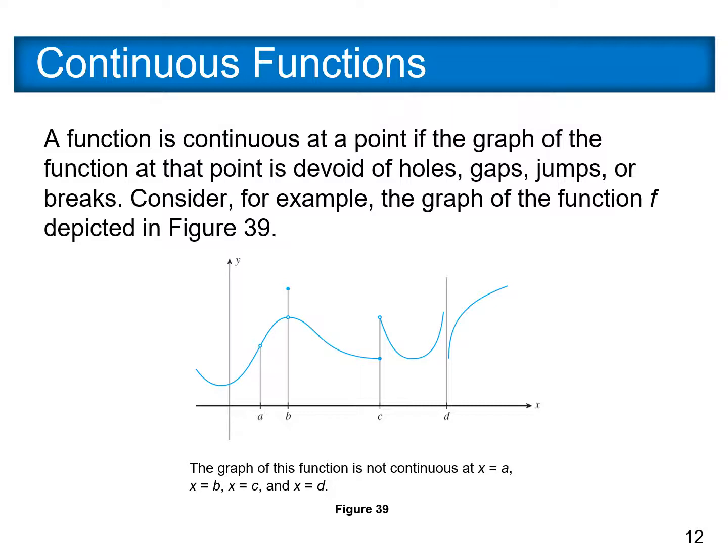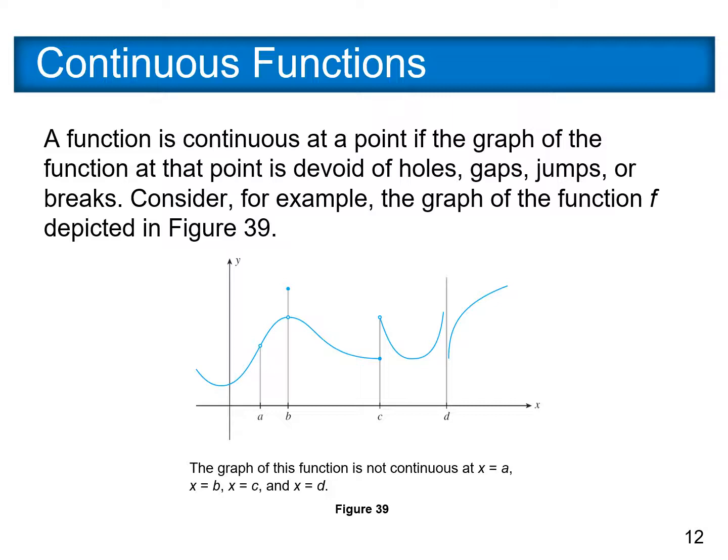So we say that a function is continuous at a point if the graph of that function at that point does not have any holes or any gaps or any jumps or any breaks. In other words, it's a line that you could just draw by putting the pen down and drawing it without having to lift it. For example, here we have a graph, and the graph of the function f is described over here.